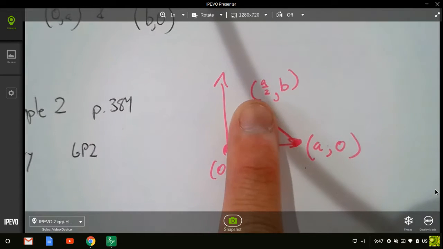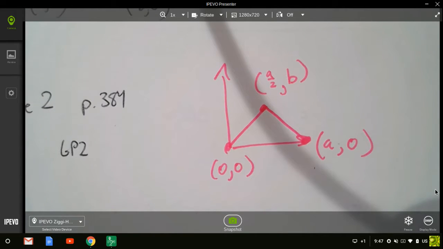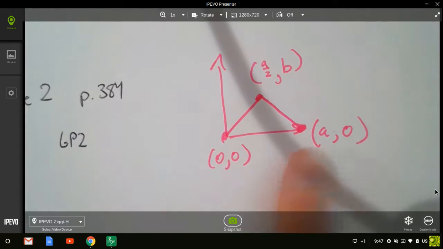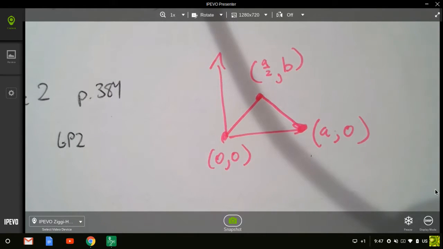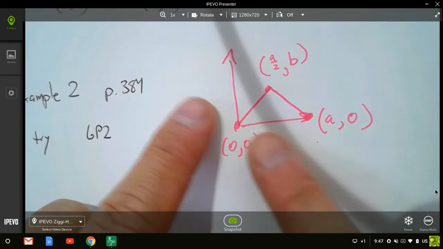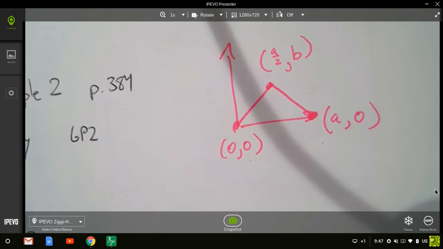Why is it that this coordinate was a over 2? Yes, Ruby. Because it's halfway between 0 and A. Because it's an isosceles triangle, which is trying to imply that this point here should lie somewhere in the middle, okay? All right. Very, very good.